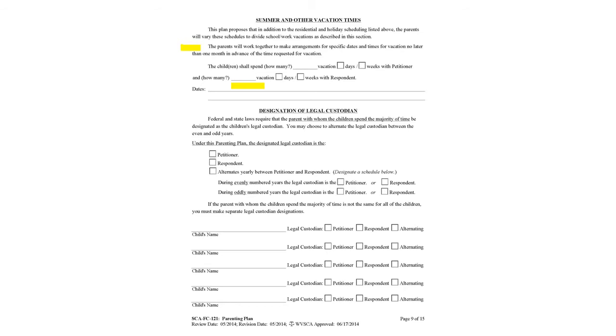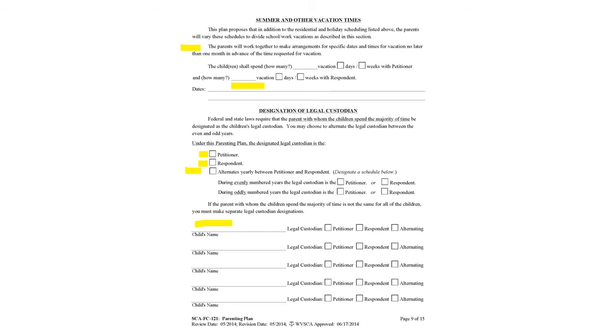You may choose to alternate the legal custodian between even and odd years if you have an equal division of time. Check the box for who is designated as the legal custodian, whether it is the petitioner, the person who filed, or the respondent, the other parent. If the parent with whom the children spend the majority of the time is not the same for all of the children, you may make separate legal custodian designations here.